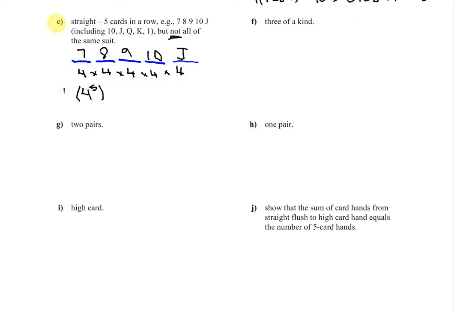And then we're going to subtract 40 again, because we are not including when it's all the same suit. So if you evaluate this, it equals 10,240 minus 40 equals 10,200 different hands. That's all.